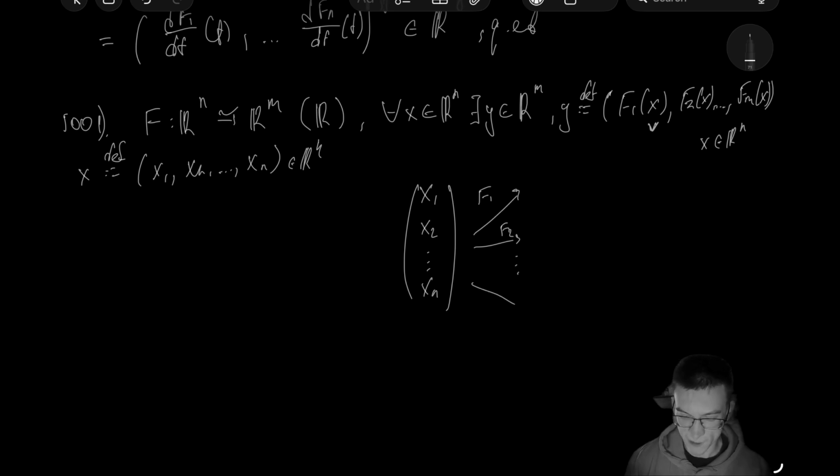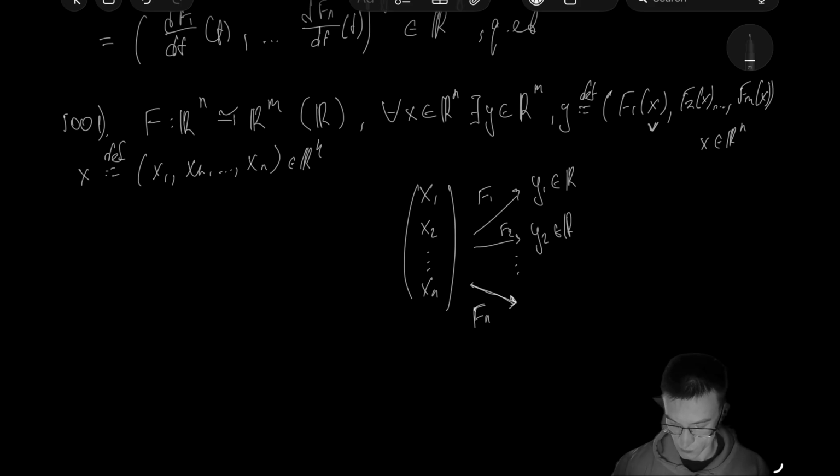But this is not the regular scalar function. This is the scalar function of multivariables. This is a multivariable scalar function, which takes a vector as an input and produces one scalar from the scalar field. It produces y1, which belongs to R, y2, which belongs to R, and yn, which also, because this is m, belongs to R. Cool.